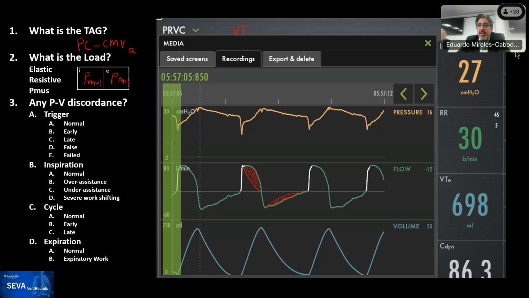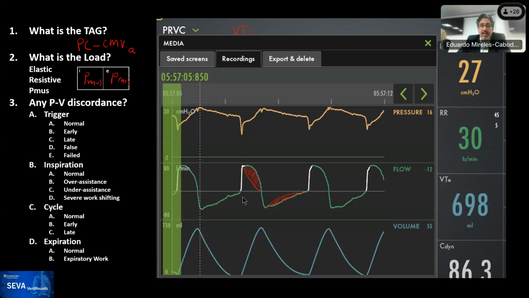Remember, because we're controlling pressure, we look at the flow waveform. And if you look at the flow waveform, even though we're controlling the I time, you can see that the change of flow from inspiration to expiration really occurs really well. And there's no pause on it. There's no little shelf that would tell us that this is late.